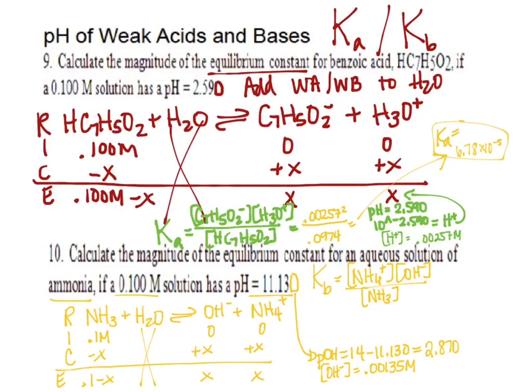So we can plug that in. 0.00135 squared over 0.0987. And what does Kb equal? 1.85 times 10 to the negative fifth.